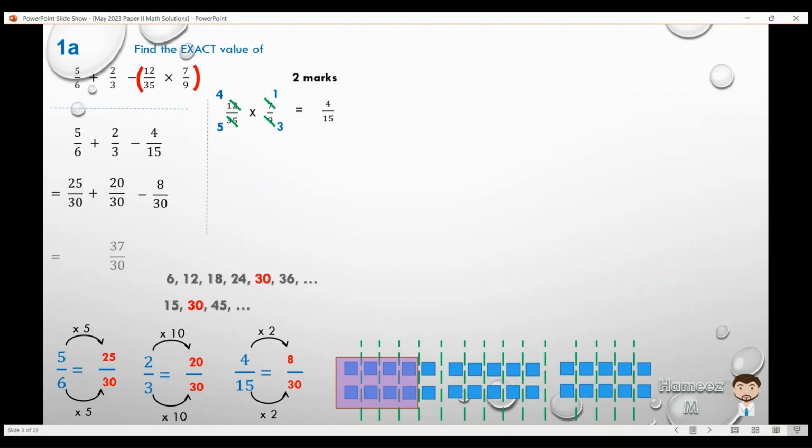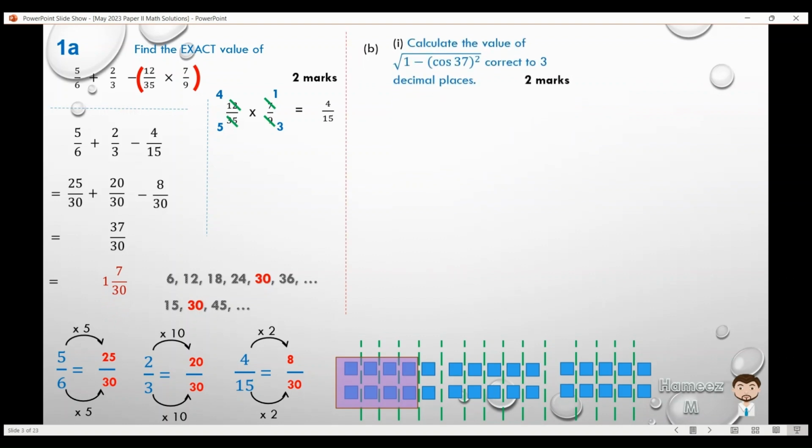Now we can solve, and that'll give us 37 out of 30. 37 blocks out of 30 blocks mean we have an entire whole, and we have 7 blocks remain, so 7 out of 30. Right, so you could have done that with your calculators or confirm it. Let's go on to part B.